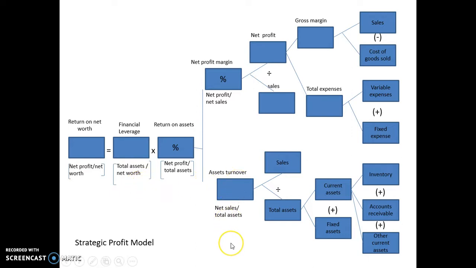So with this note, I am confident that you must have learned what a strategic profit model is for evaluating the channel member performance.